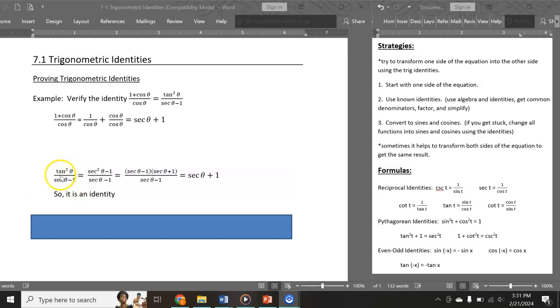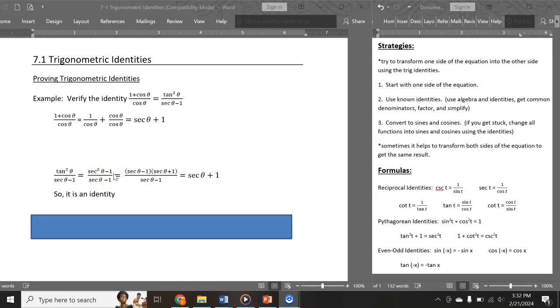What I did is I saw a tangent squared here. That reminded me of a Pythagorean identity. Tangent squared plus 1 equals secant squared. And I can subtract that 1 to this side to find out what tangent squared is equal to. So tangent squared can be replaced with secant squared theta minus 1.